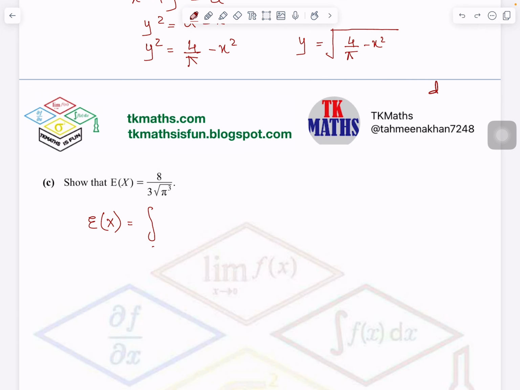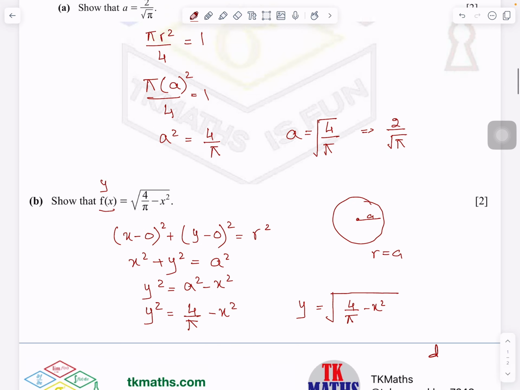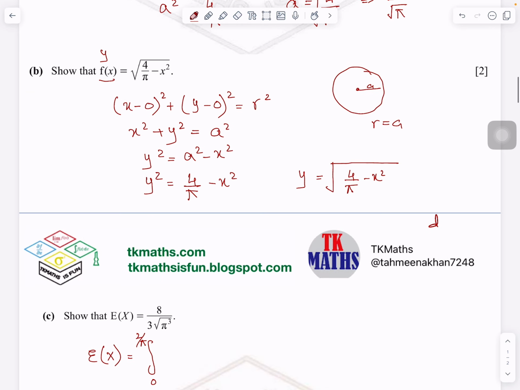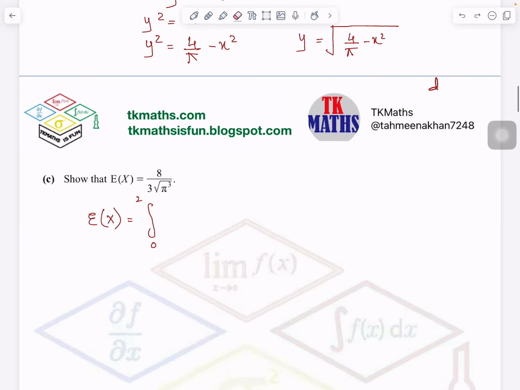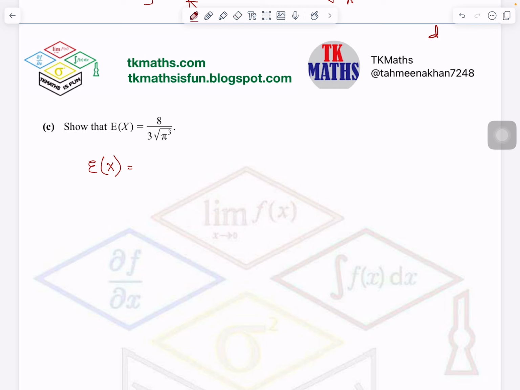So I will write here 0, say 2 divided by pi. Let's see, no mistake. Oh, root pi, sorry. Let me write it here again. Zero to 2 divided by root of pi. Okay. And it is x times function. This is how we calculate mean. Okay. Now you know this.